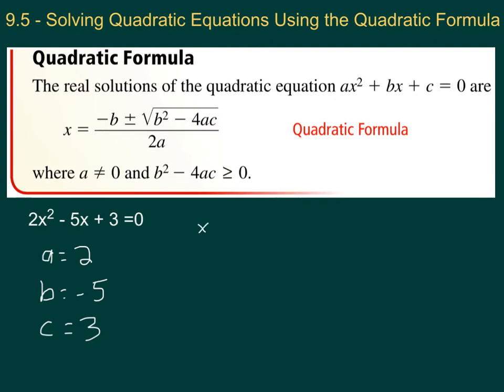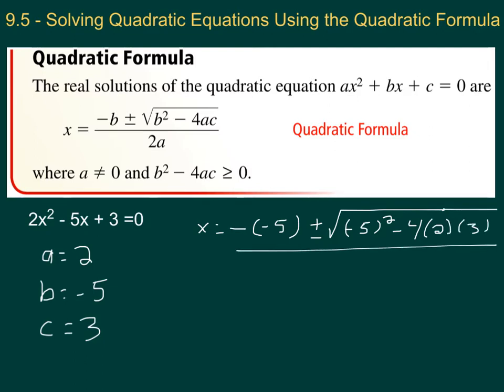So I have x equals negative 5, because negative 5 is b, plus or minus the square root of b squared, which is negative 5 squared, minus 4 times a, which is 2, times c, which is 3, all over 2 times a, which is 2. What I need to do is simplify here. To start off, I've got negative 5. I can just write that as negative 5 plus or minus.